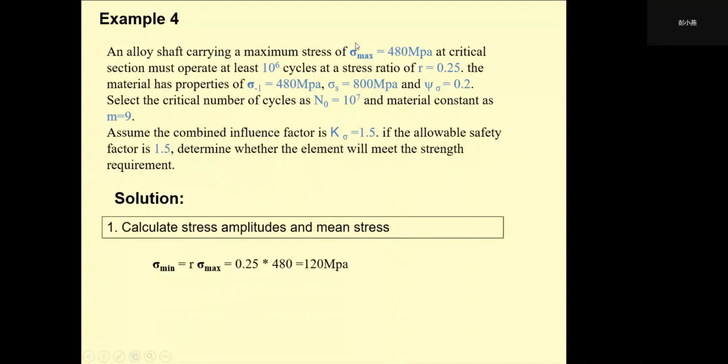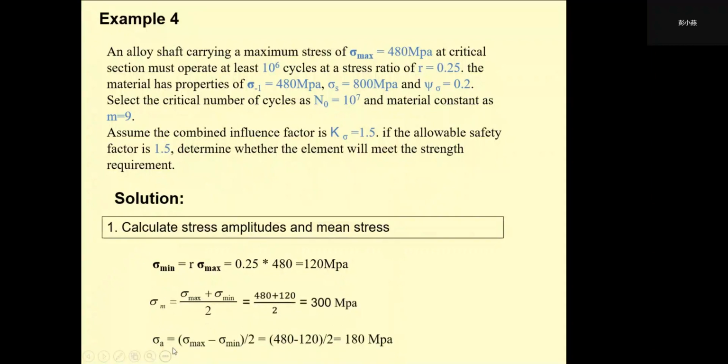We use the maximum stress and the stress ratio, so we can calculate the minimum stress, the mean stress, and the stress amplitude. Okay, any problem? We use the maximum stress and stress ratio to calculate the minimum stress, mean stress, and stress amplitude. Okay, any problem?